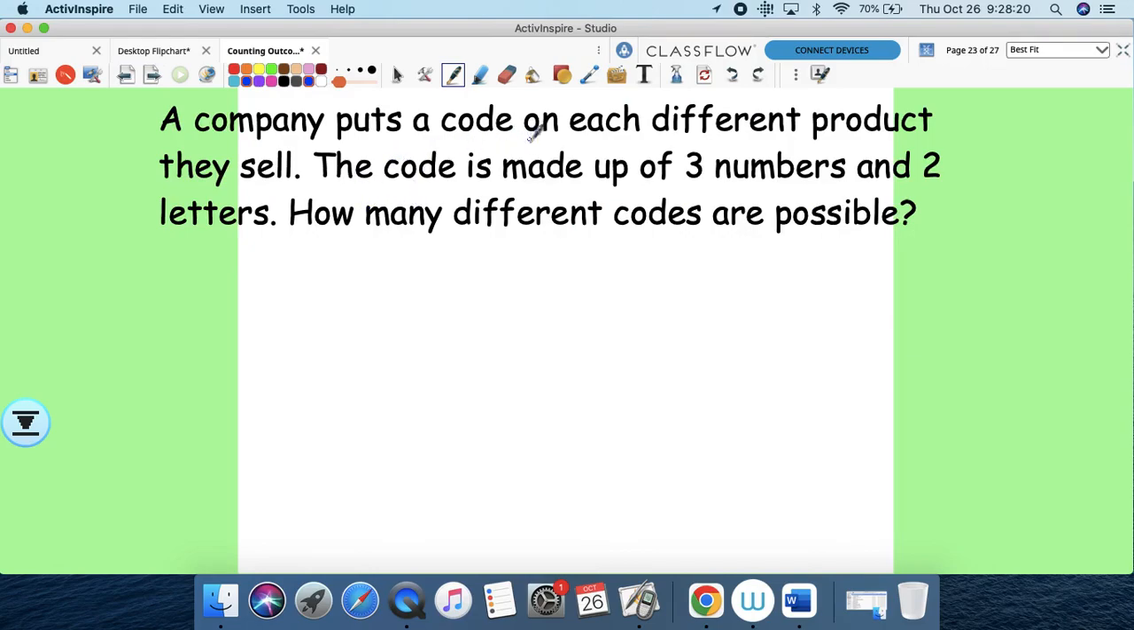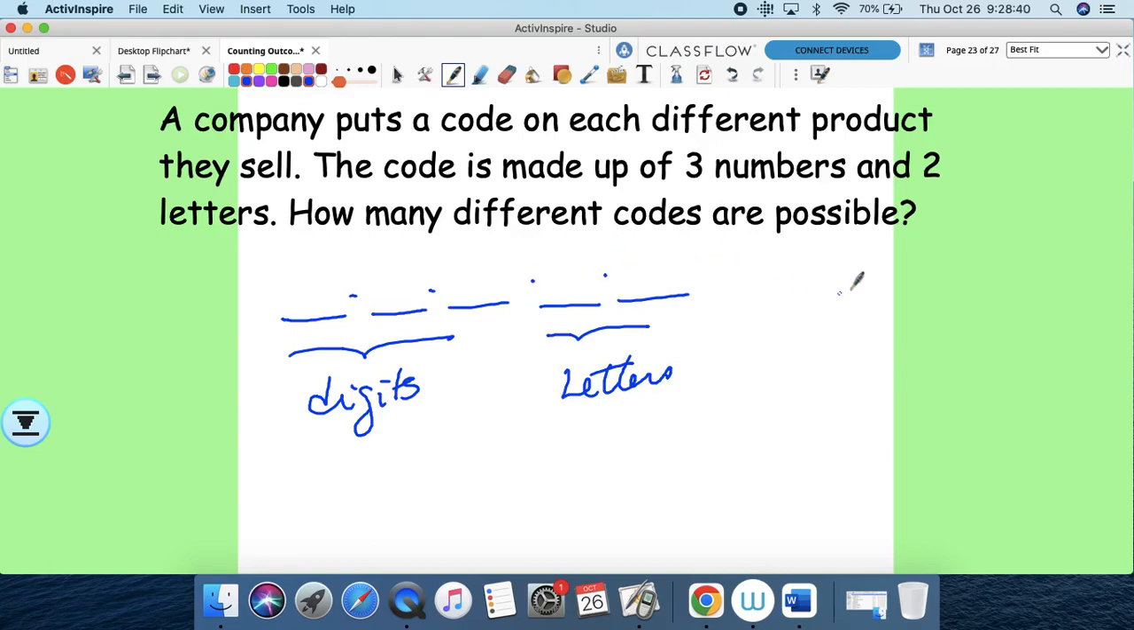A company puts a code on each different product they sell. The code is made up of 3 numbers and 2 letters. How many different codes are possible? So the code is 3 numbers and 2 letters. And so the numbers, right, digits I should call them, and these are the letters.